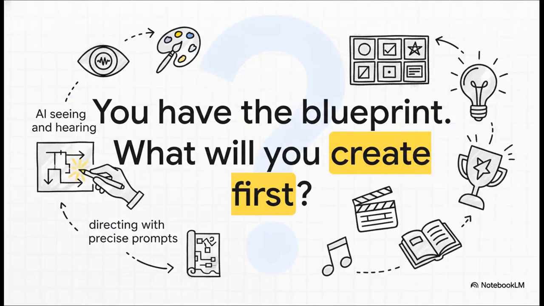So there you have it. We've walked through the whole shebang, right? From how AI even sees and hears our world, to directing it with super specific prompts, all the way to putting it all together into a real product. We've taken the mystery out of going from prompt to product. So really, the only question left is, what are you going to create first?